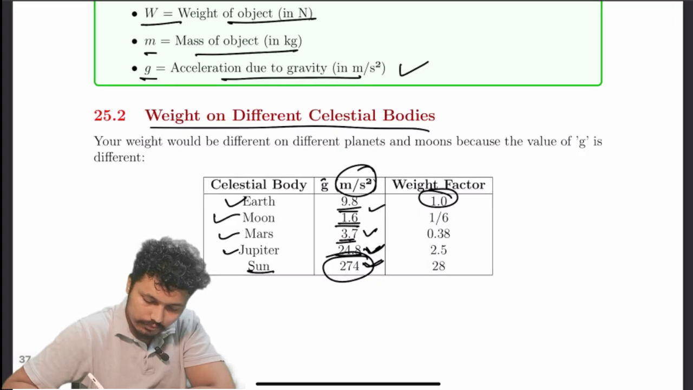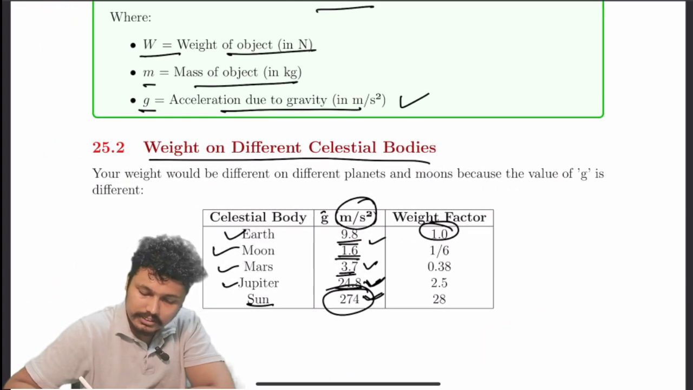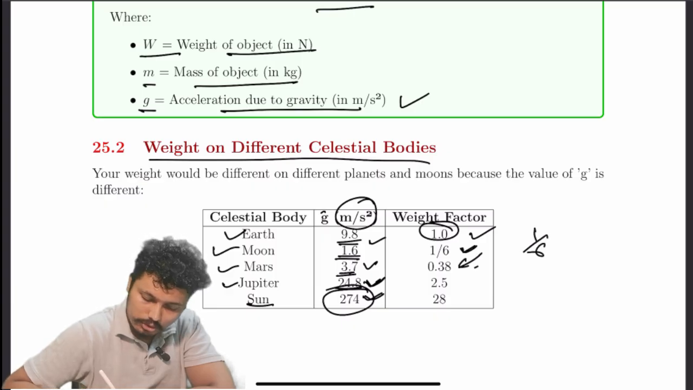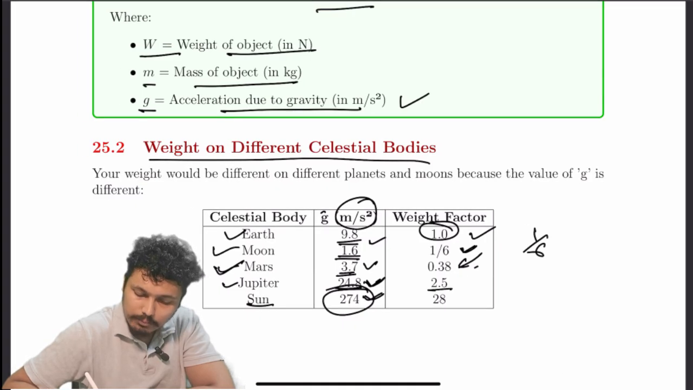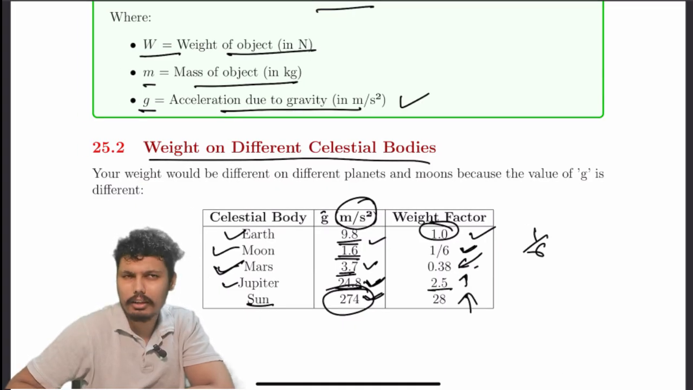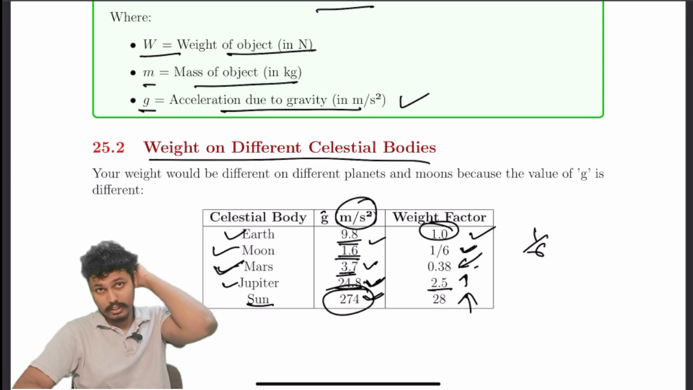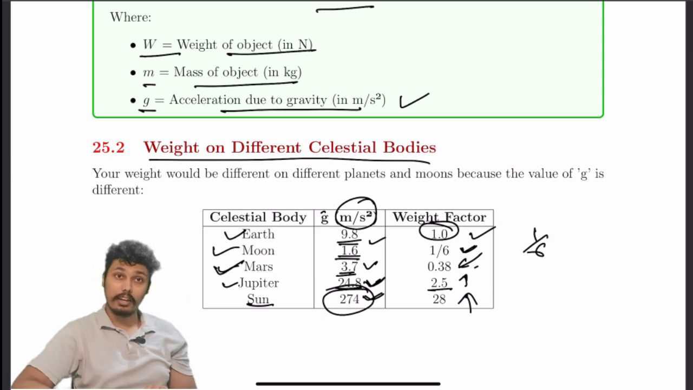So this is the weight factor, which means how much with respect to Earth. With respect to Earth, the Moon is 1 by 6, Mars is 0.38. Mars has less gravitational force than Earth. Jupiter has more, and the Sun is very high, 28 times. So it is very high.